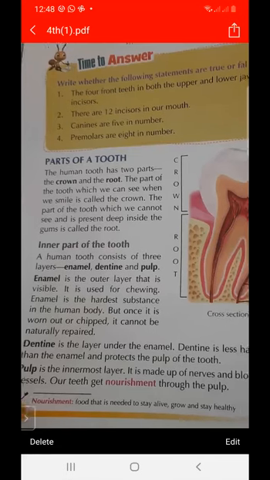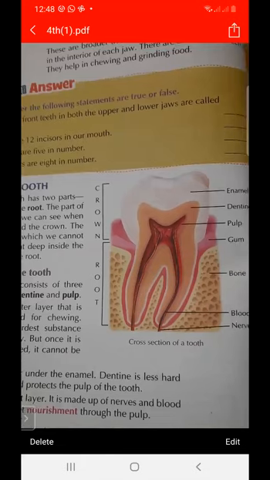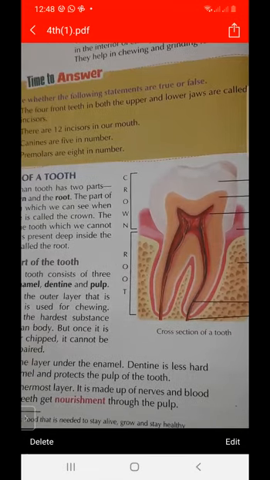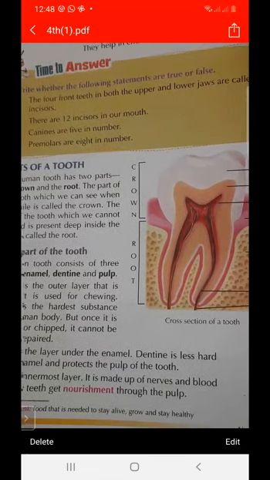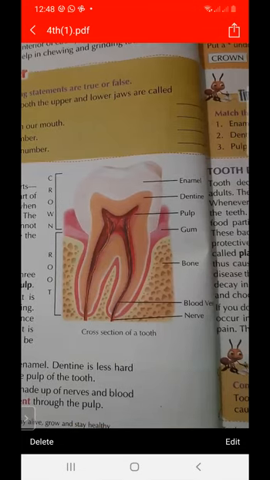So this is the cross section of a tooth. The part that is visible is called the crown. It is shown upwards, and the part of the tooth which is not visible is called the root. The human tooth consists of three layers. First is enamel, then dentine, and then pulp.